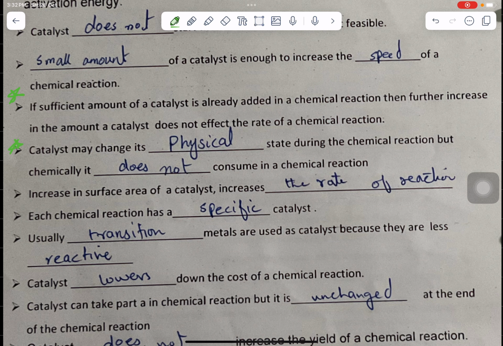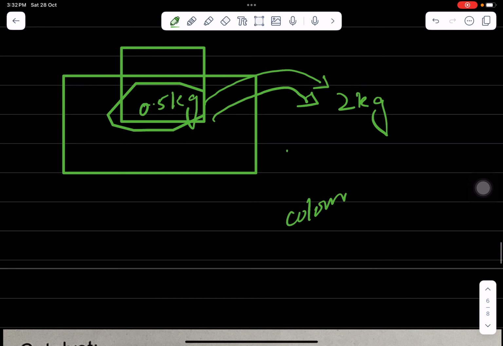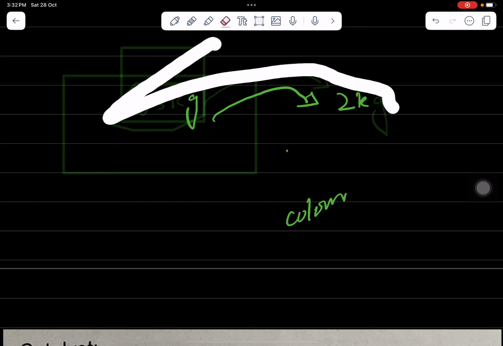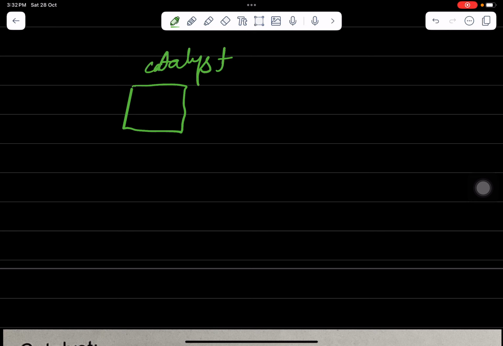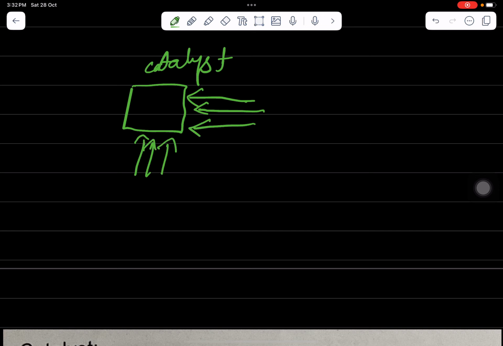An increase in the surface area of a catalyst increases the rate of reaction. How does this work? What is the meaning of this statement? Suppose you have this one, and suppose it is a catalyst. Suppose two molecules are acting on it, three molecules are acting on it from here, three from here, three from here, three from here, and three from here.